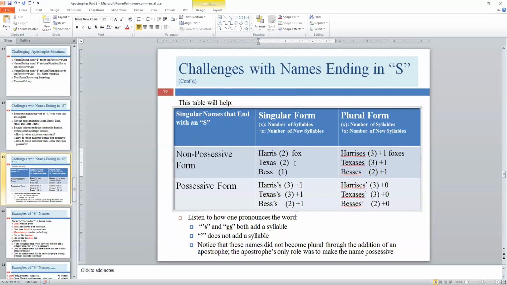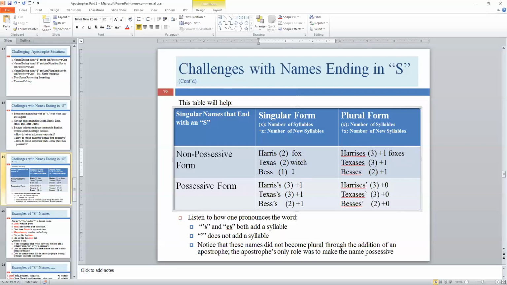Another example, let's do the word witch. When we say more than one witch, we say witches, right? We add a syllable. So singular, it's witch. Plural is witches. Two syllables, so we add the ES. So really, how we make Harris plural is the same as how we make really any other word in English plural.